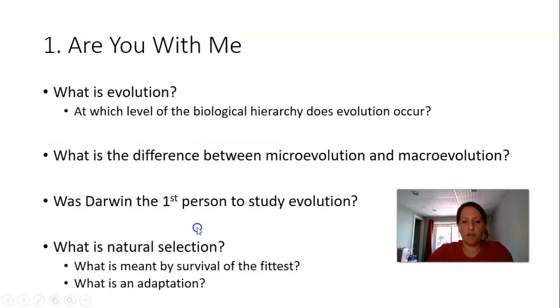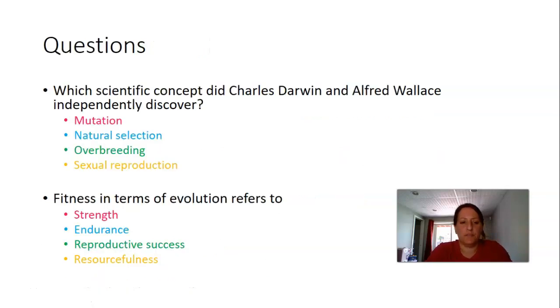So before you go on, I just have a couple of questions for you. The first question: which scientific concept did both Charles Darwin and Alfred Wallace independently come to or discover? Pink is mutation, blue is natural selection, green is overbreeding, and yellow is sexual reproduction. So again, what did both Darwin and Wallace independently discover? I'll give you a minute to think about that.